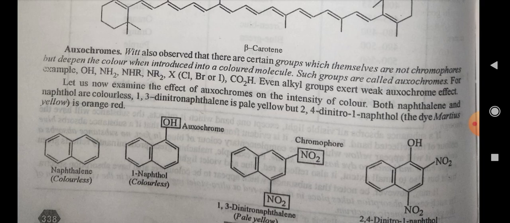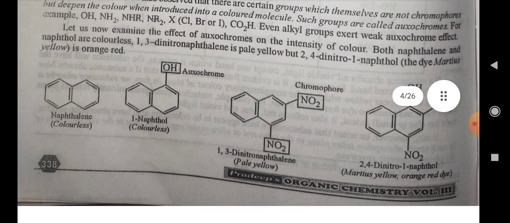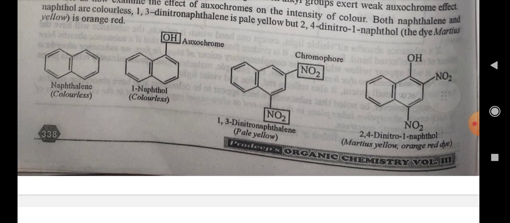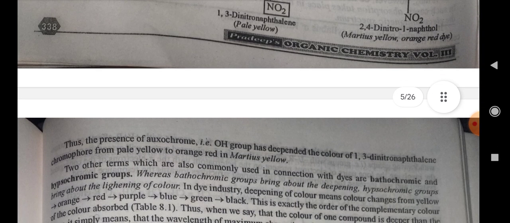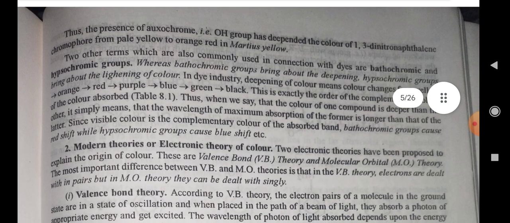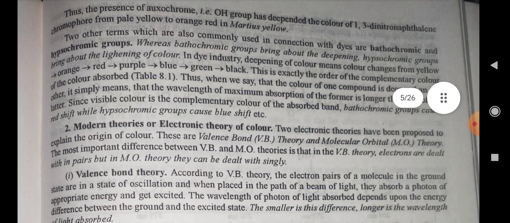Let us now examine the effect of oxochromes on the intensity of color. Both naphthalene and naphthol are colorless. 1,3-dinitronaphthalene is pale yellow, but 2,4-dinitro-1-naphthol is orange red. For example, naphthalene, 1-naphthol, 1,3-dinitronaphthalene, 2,4-dinitro-1-naphthol. Thus, the presence of the oxochrome, that is, the OH group, has deepened the color of the 1,3-dinitronaphthalene chromophore from pale yellow to orange red.